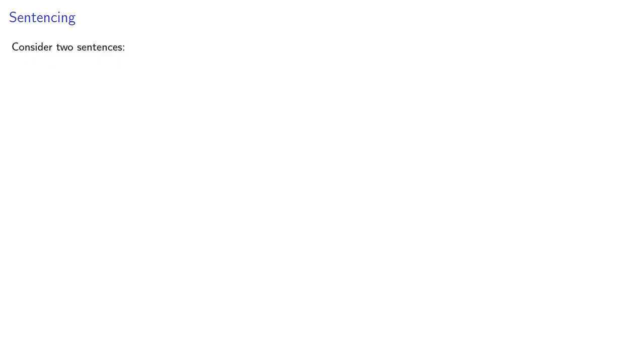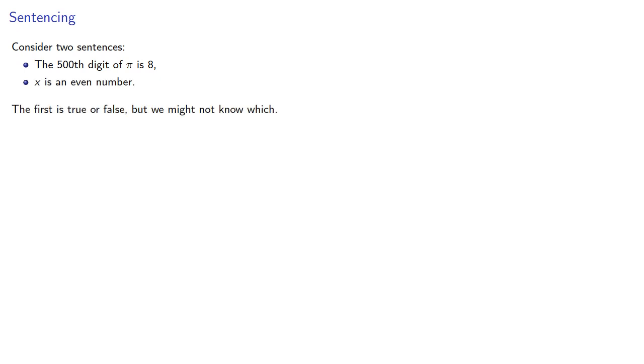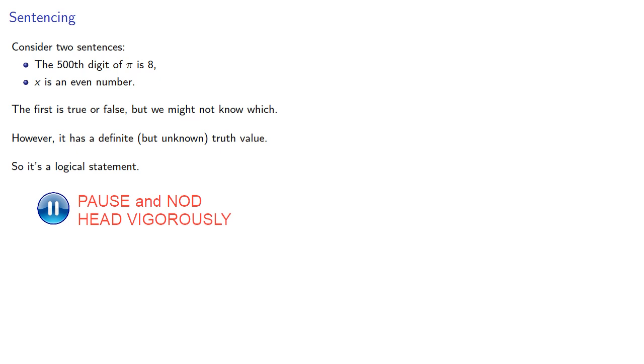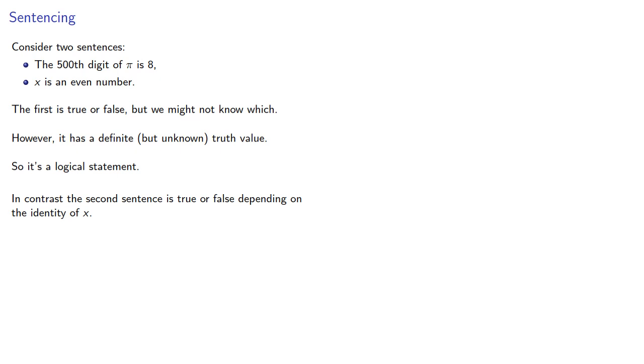Let's consider two sentences. The 500th digit of pi is 8, and x is an even number. The first is true or false, but we might not know which. However, it does have a definite, although unknown, truth value, and so it's a logical statement. In contrast, the second sentence is true or false depending on the identity of x. So it will be true for some x and false for others.